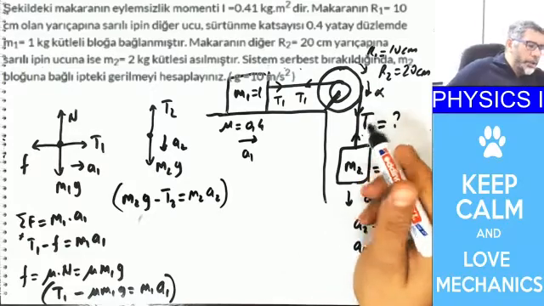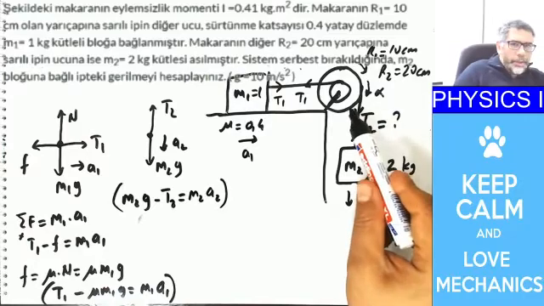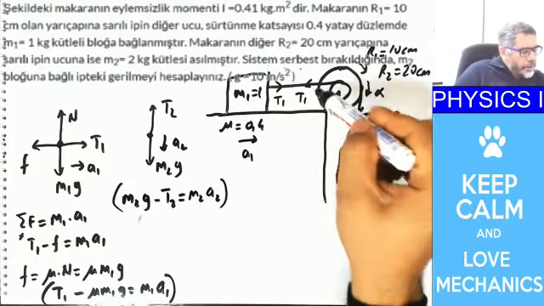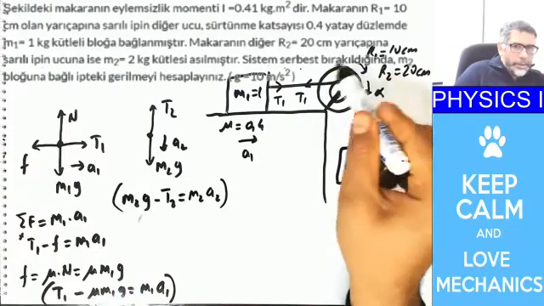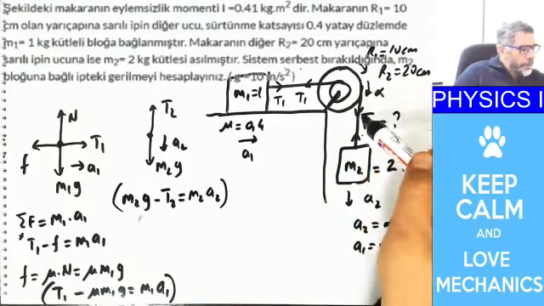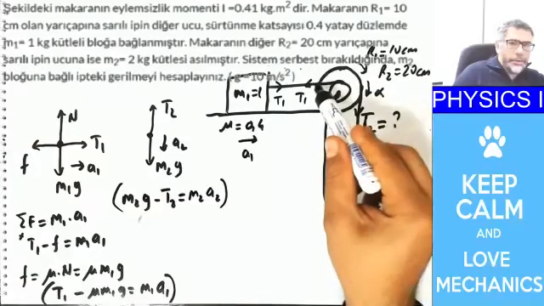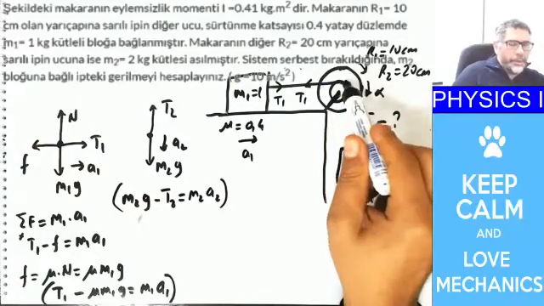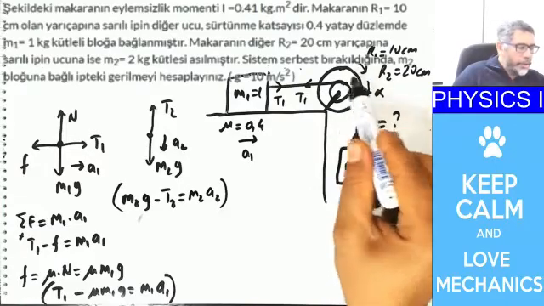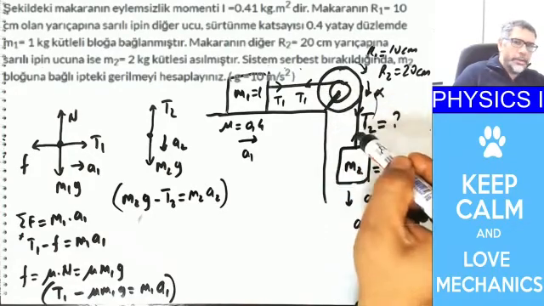Our third equation is going to be the torque equation for the pulley. I'm going to take the rotation toward the right, in the clockwise direction, to be positive. In that case, T2 is going to provide a positive torque, while T1 is going to provide a negative torque for the pulley. Since it is rotating in the clockwise direction, the torque by T2 is going to be larger than that by T1, so it rotates.